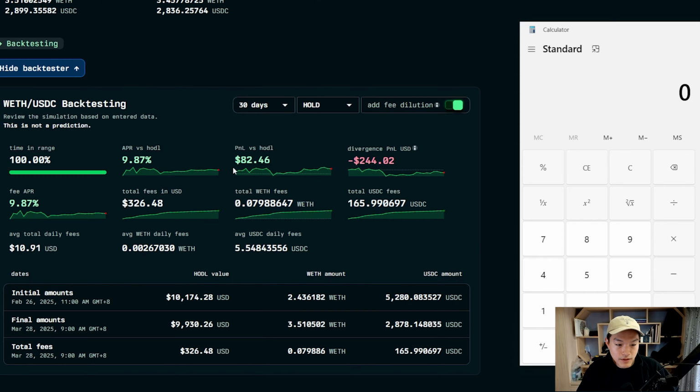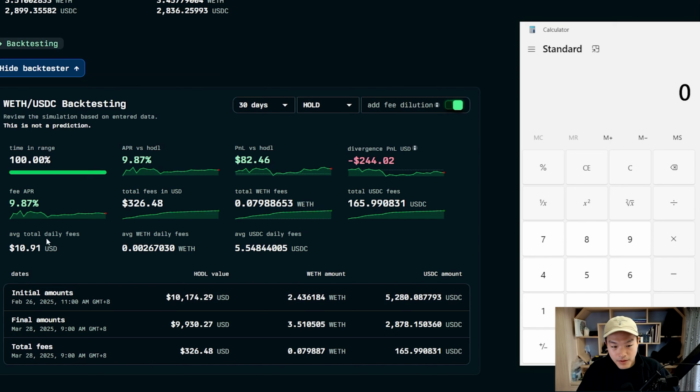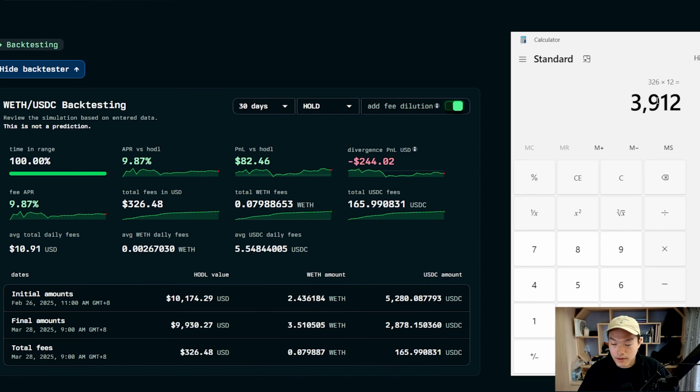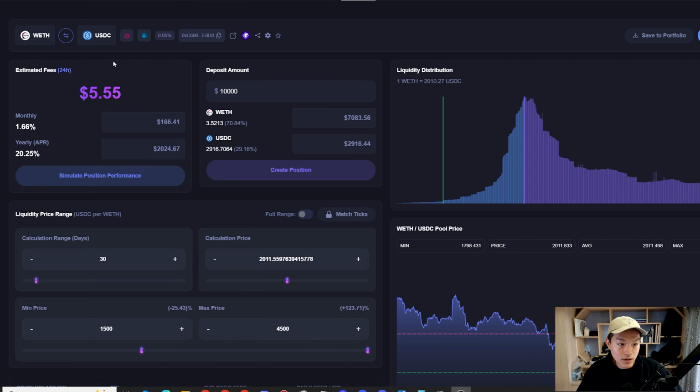So based on the last 30 days of data, I would have been in range 100% of the time. I would make around $326 in fees. So if we go to our calculator here, 326 times 12 to analyze it, is roughly $3,912, right? Divided by our initial capital is 10,000. So you're getting roughly 39% yield on your investment. If you look at metrics finance, it's roughly only 20%.